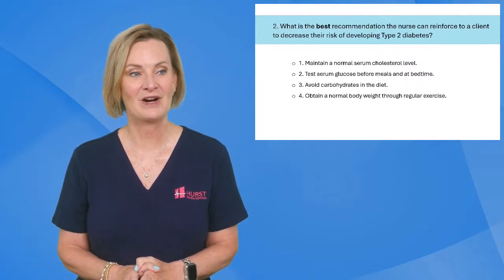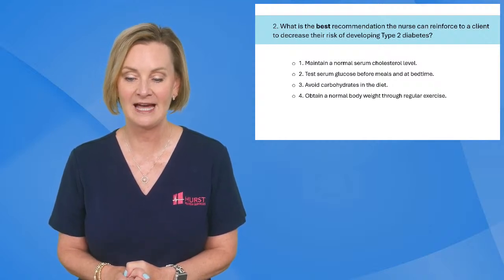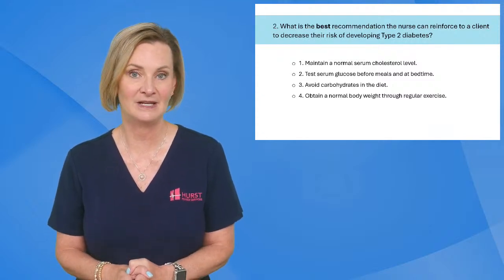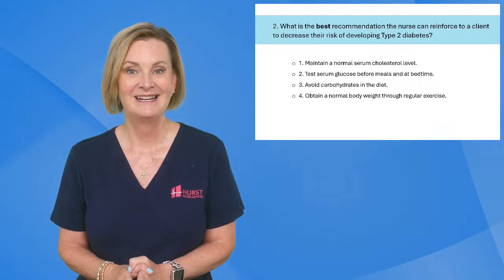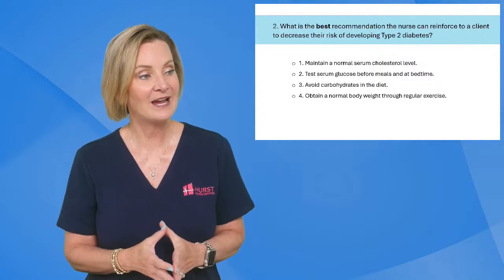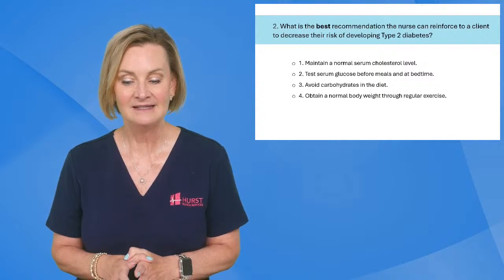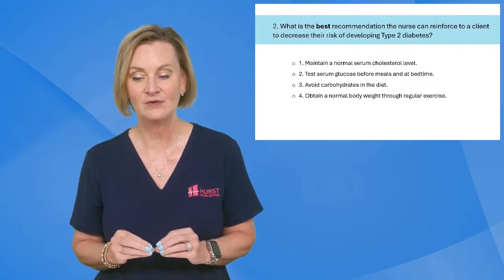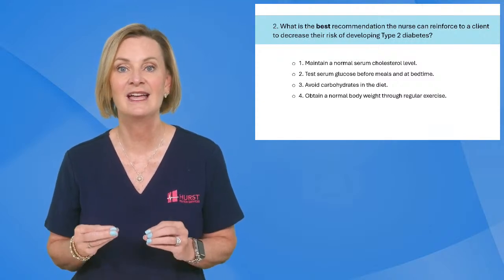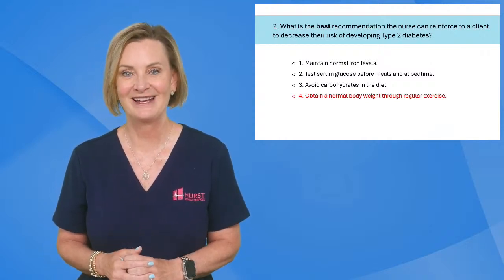Now let's look at number 4. It says obtain a normal body weight through regular exercise. Body weight is the most important factor in the development of type 2 diabetes mellitus. The normal body weight being imperative here. Regular exercise reduces insulin resistance. This will lower the insulin levels, reduce the hepatic production of glucose, and so this one is correct. Obtain a normal body weight through regular exercise.